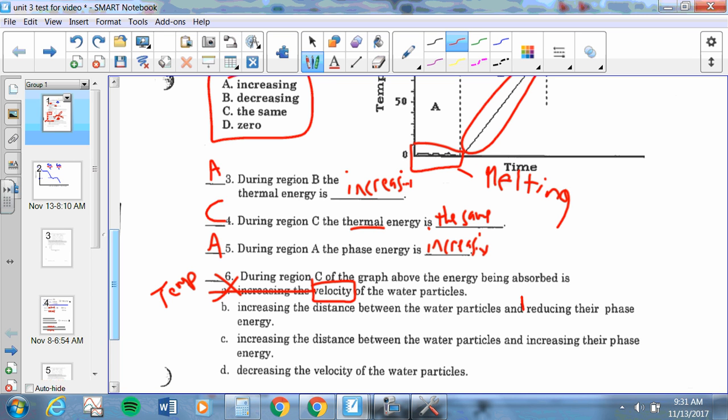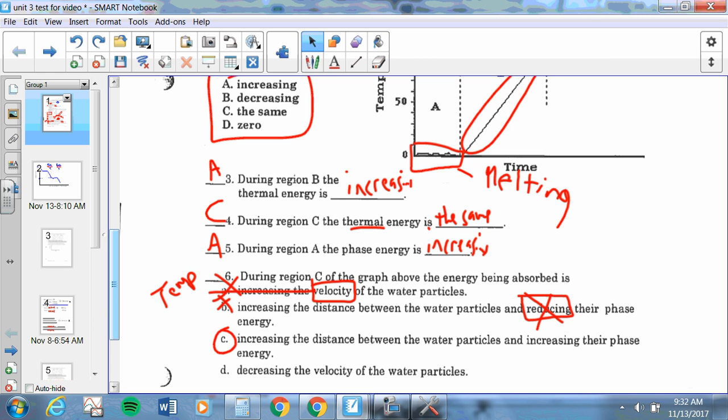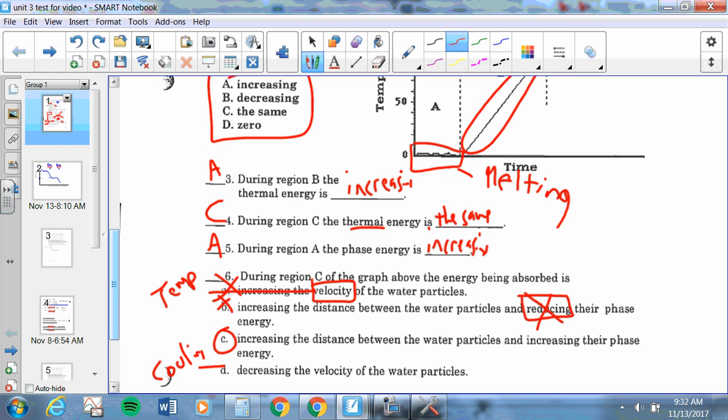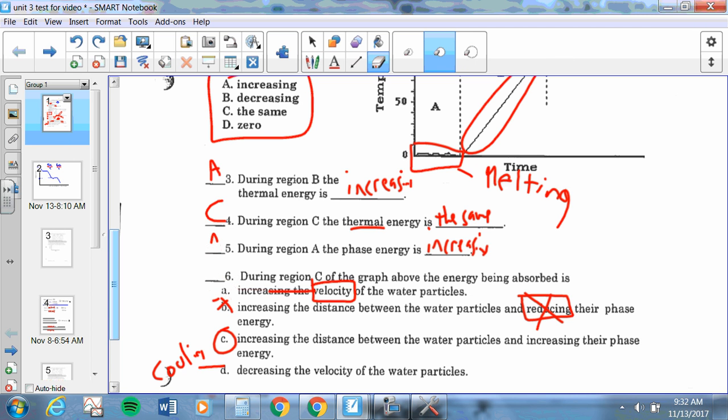I think as we add heat, it's going to separate them, make them jump out of the pan, but it's going to increase, not reduce. I'm thinking no. Is it increasing the distance between the water particles? I think so. And increasing their phase energy. C is sounding good, but let me check D. Decreasing the velocity. No, that would mean if it was cooling off. I'm going to erase all this and say C is my best choice there.